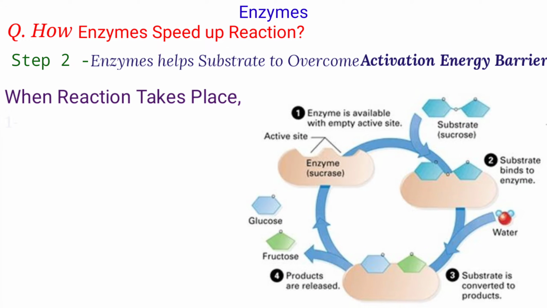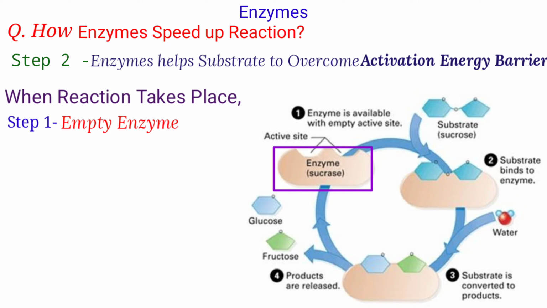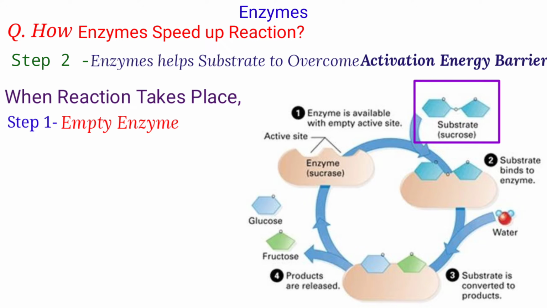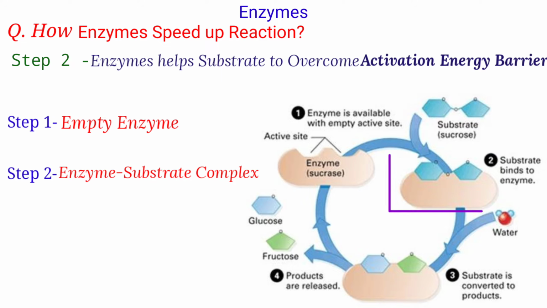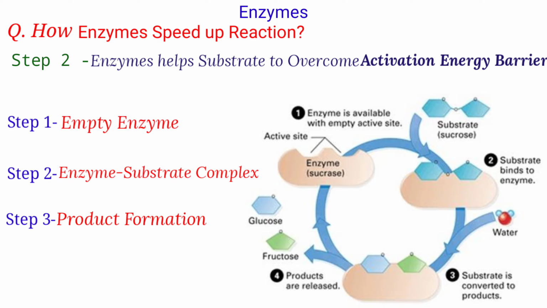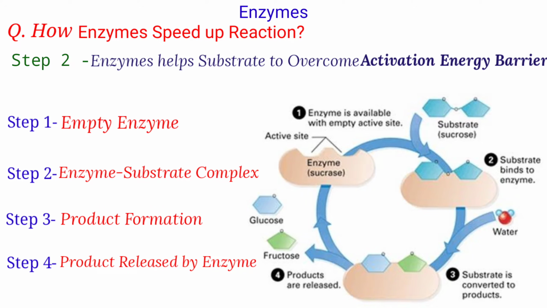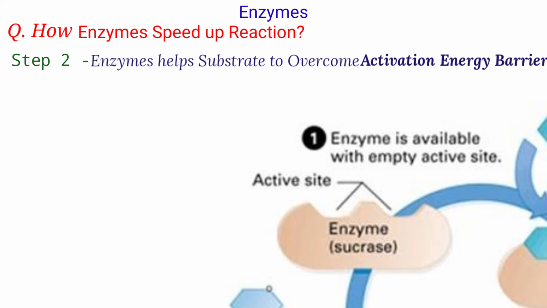Let's understand this with an example where we have the sucrase enzyme, which we discussed a few minutes before, which contains an active site, and the substrate for this enzyme is sucrose. The sucrose binds to the enzyme and forms the enzyme-substrate complex in the second step, and by addition of water, which we know as hydrolysis, the substrate is converted into the product in the third step. In the fourth step, that product is released, and the enzyme comes back to its original position, where it can carry out another reaction in a similar fashion. As we have noted here, the enzyme is available with an empty active site.